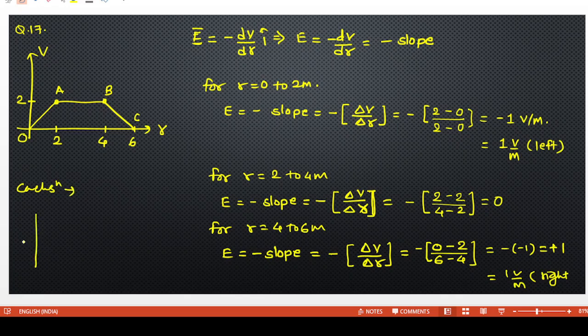So the final conclusion can be this: if I want to plot the electric field E as a function of position, then the graph will look like this. For 0 to 2 meter, what is the electric field? 1 volt per meter leftward, or directly you can say minus 1 volt per meter.